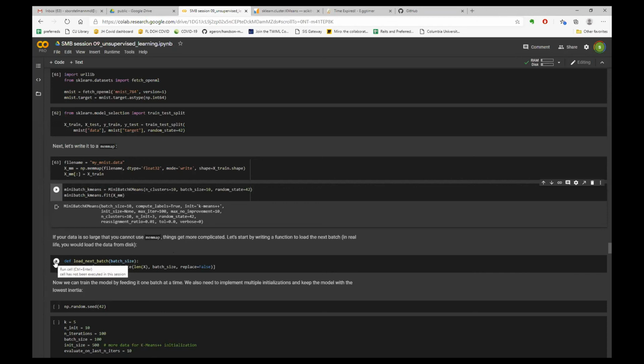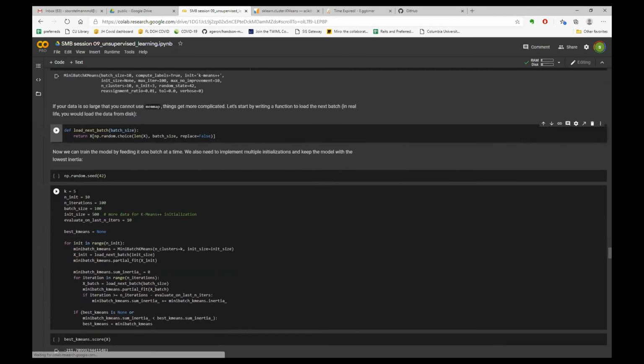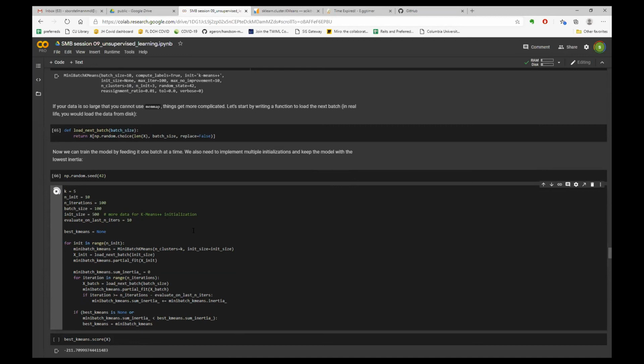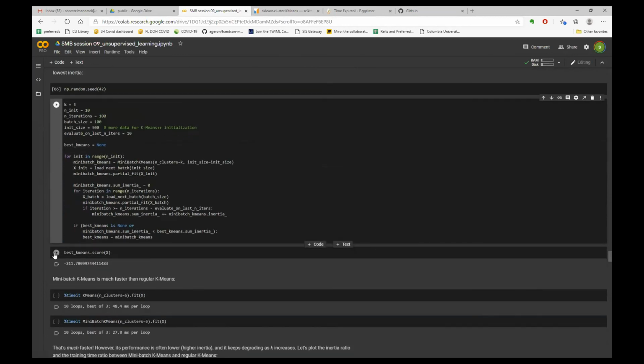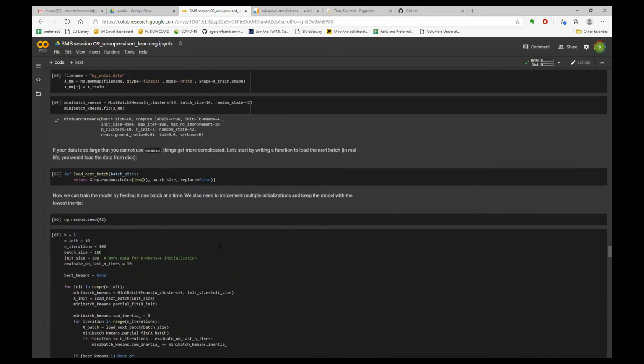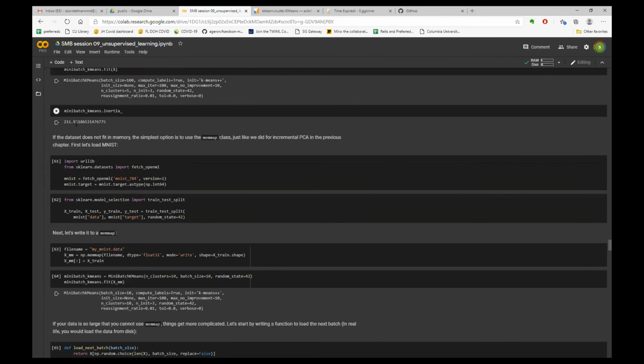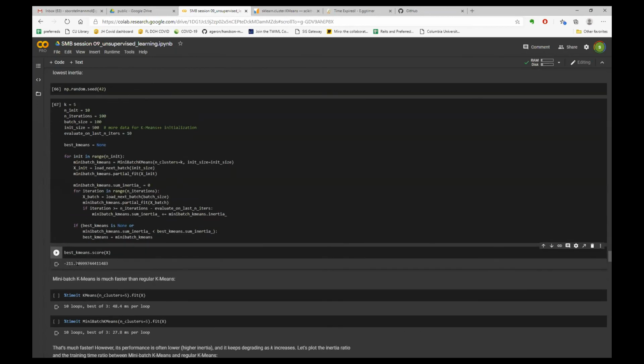You write a loader function, and train the model by feeding it one batch at a time. So now the batch size is 100, and the init size is 500. And we're getting, actually, I think a little bit better of a score. Yeah, 211.93, and this is 211.70.